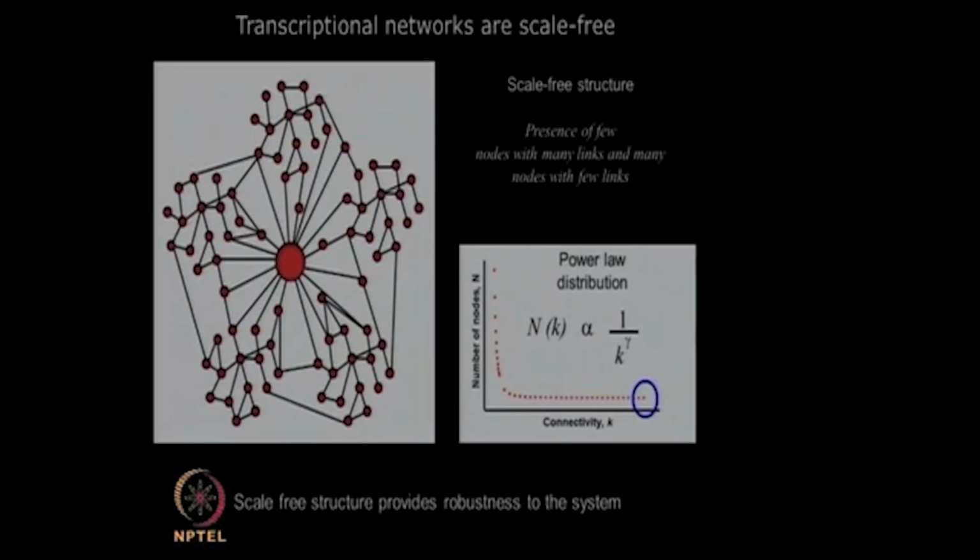So, in other words, a scale-free structure refers to a network structure where there are few nodes which are highly connected and most nodes are poorly connected.